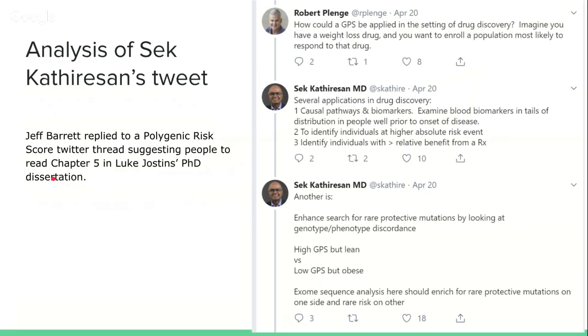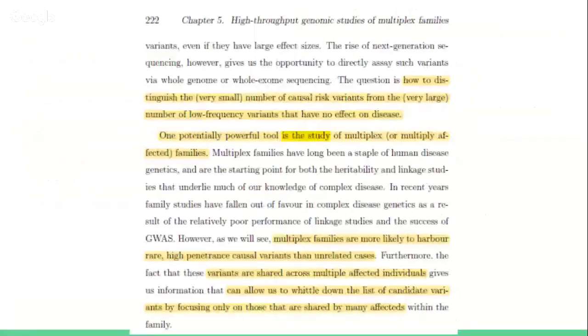Jeffrey Barrett, who used to be at the Sanger Institute and is now the CSO of Genomics PLC in Oxford, replied to this polygenic risk score Twitter thread, suggesting people read chapter 5 of Luke Jostins' PhD dissertation. Luke Jostins did his PhD also at the Sanger and is now a group leader in Oxford as well. So that's what I did. I went to the PDF that Jeff Barrett pointed to and read about what Luke Jostins was proposing in understanding better some of these diseases like cardiovascular disease.